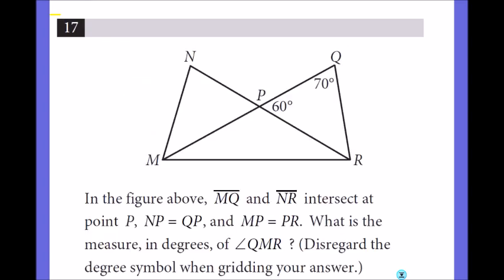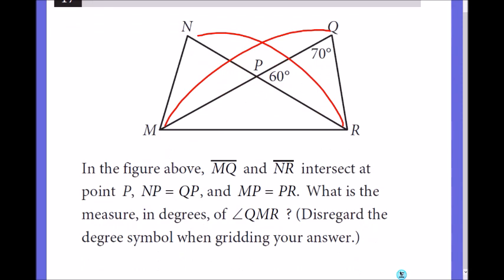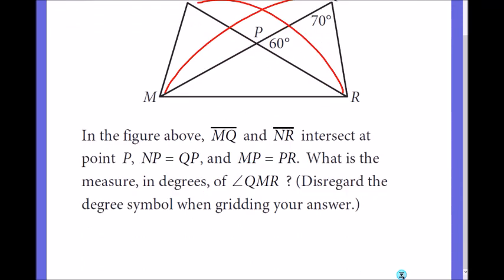In the figure above, MQ is equal to NR. Those two sides are equal. And NP, this length, is equal to QP. And MP is also equal to that. This and that.